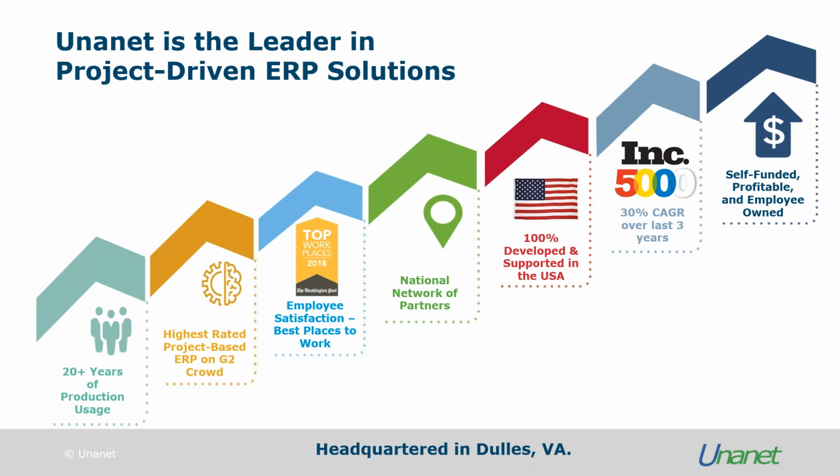We also have a nationwide network of partners all across the country that refer Unanet, but also are certified on how to implement, configure, and train Unanet for their customers. We're 100% developed and supported in the United States, so all of our development is done in Dulles, Virginia. All of our support is in Dulles and Denver. And then we've been on the Inc. 5000 list for the fastest growing small businesses, privately held businesses. And we're self-funded, we're profitable, there's no debt on our balance sheet, we're employee-owned. And why that's important is because it's a pretty simple model. The customers tell us what to do, and then we put it into the software.